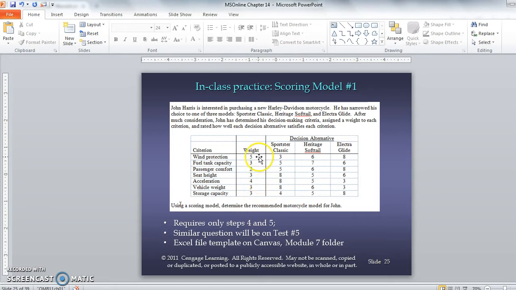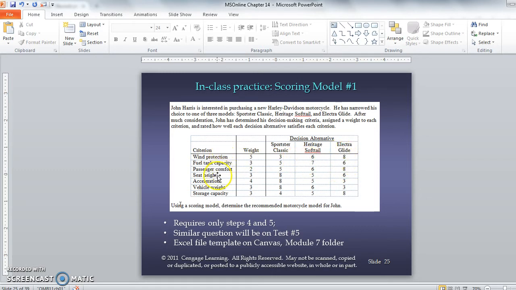So, for instance, wind protection got a great big importance from him. It was much more important than passenger comfort. He was less concerned with that. Then he in turn identified how each option performed on a 10-point scale relative to those criteria. So for example, for the wind protection, the Sportster Classic may not have had the wind protection design that the Electric Glide did, and he gave that a much higher score for that criteria.